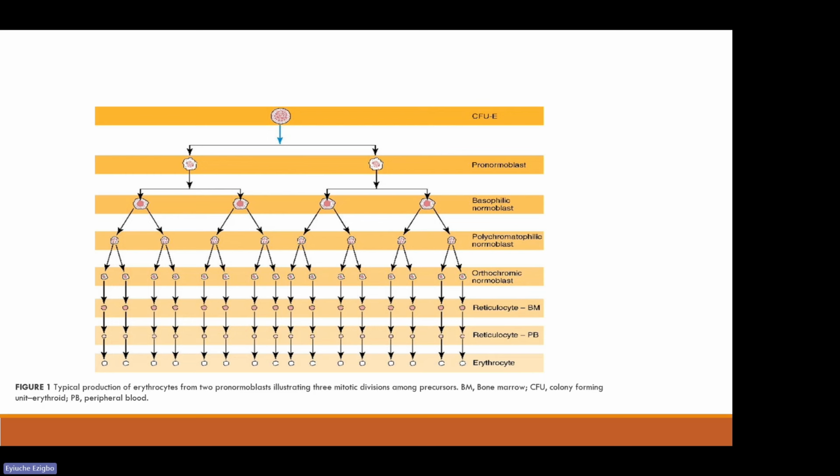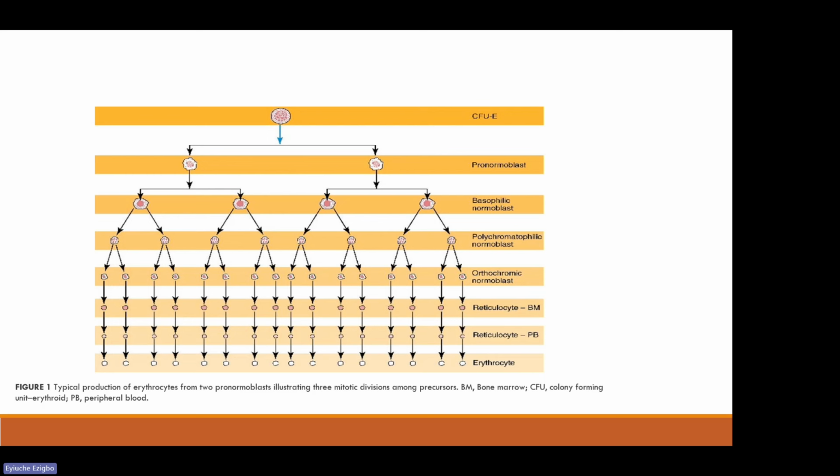circumstances of the body. So if you can see now, from here we have cell division. This cell divided to form this one. There was cell division here, divided to form this one. There is cell division at this basophilic normoblast stage. At the pronormoblastic phase, we still have some cell division. Then at the polychromatic stage, we still have some division.